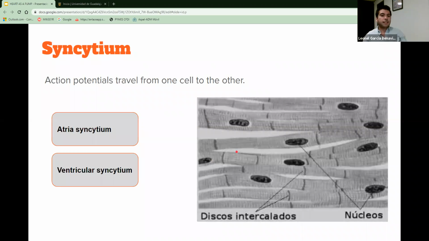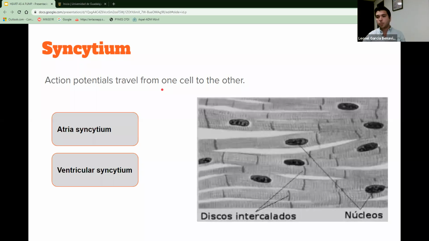As we said, in a syncytium, action potentials can travel from one cell to the other, passing through the intercalated discs, but not all the heart is a single syncytium. There are two different syncytiums, atrial syncytium and ventricular syncytium. Why is that? Because we need different contraction periods in the heart, so the blood can pump first from the atriums to the ventricles, and then from the ventricles to the body.